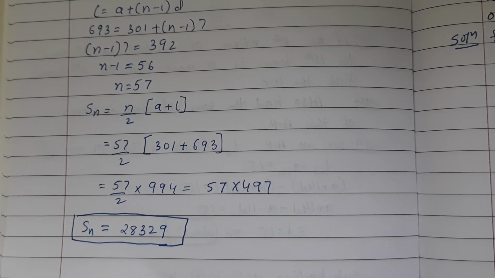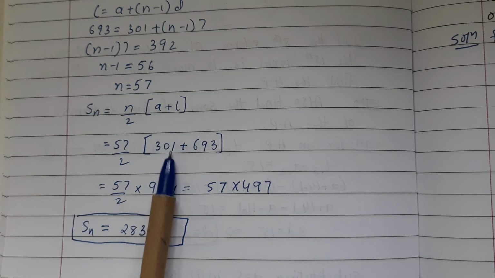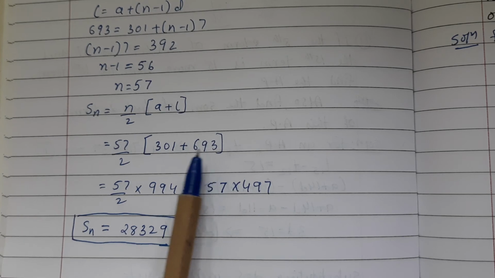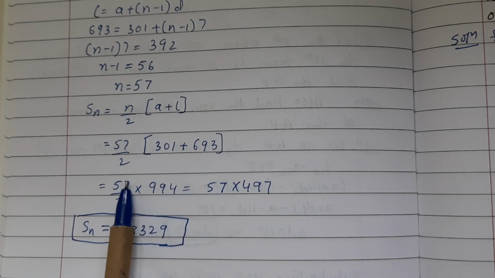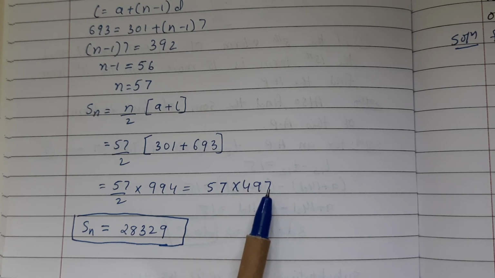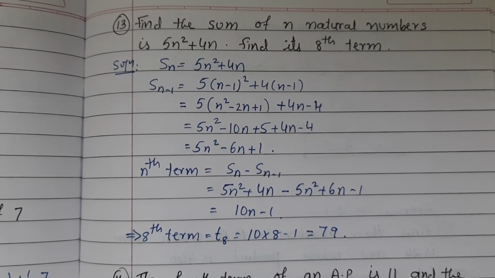Sn equals n upon 2 into A plus L. Substitute the values. n is 57 upon 2, A is 301, L is 693. 301 plus 693 is 994, into 57 upon 2, equals 57 into 497. S of n equals 28,329.